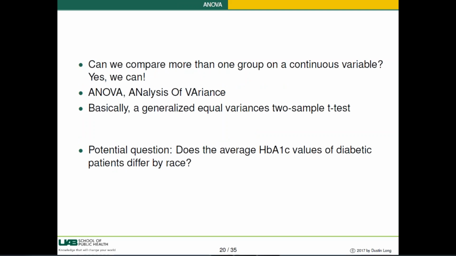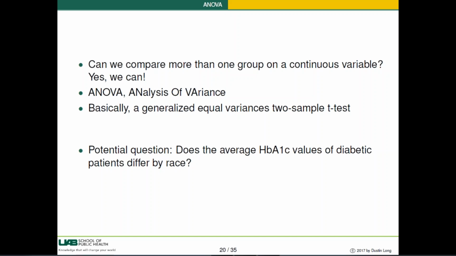Can we compare more than one group on a continuous variable, or more than two groups, I should say? Can we compare more than two groups? Yes, we can. It's called ANOVA, which is the most uninventive name of anything I think I've seen, at least in statistics. ANOVA stands for Analysis of Variance, A-N-O-V-A.